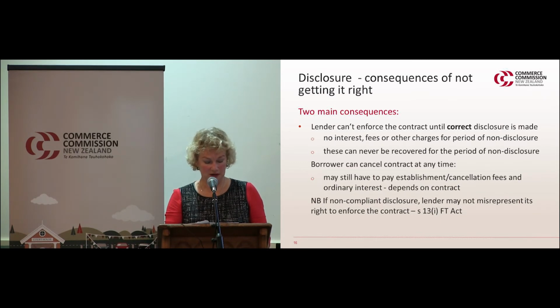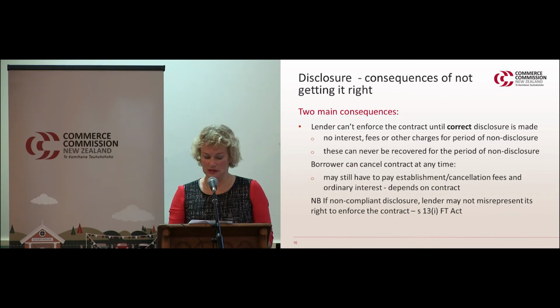Borrower can also cancel the contract at any time, but depending on the contract may have to pay establishment or cancellation fees and ordinary interest. Also, we just note here that it may be an offence against Section 13I of the Fair Trading Act if a lender misrepresents its right to enforce a contract where it has not made correct disclosure. And that, of course, is liable to a penalty of up to $600,000 under the Fair Trading Act.